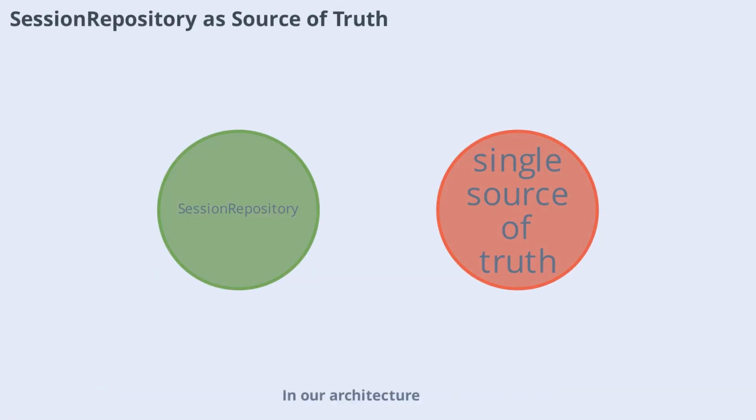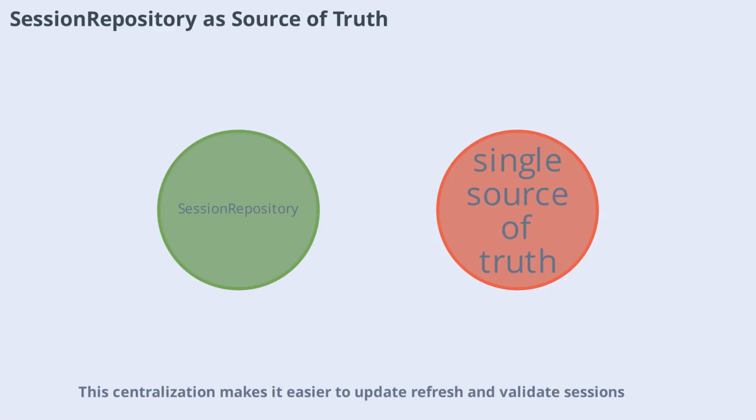In our architecture, the SessionRepository acts as the single source of truth for session state. This means all session-related data, like tokens and expiration times, are managed in one place. This centralization makes it easier to update, refresh, and validate sessions, reducing the risk of inconsistencies or bugs. By relying on a single source, we ensure that every part of the app has access to the most up-to-date session information.